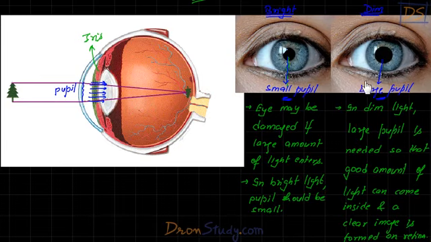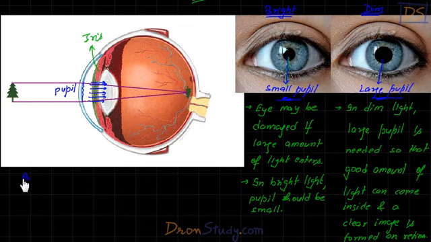Whenever you are going to bright light, your eye is becoming like this. Whenever you're going to dim light, or a dark room, your eye is becoming like this, and automatically the size of the pupil is changing. So students, how is this happening? How is this phenomenon happening automatically? That is what we need to understand. Here the iris plays a very important role.